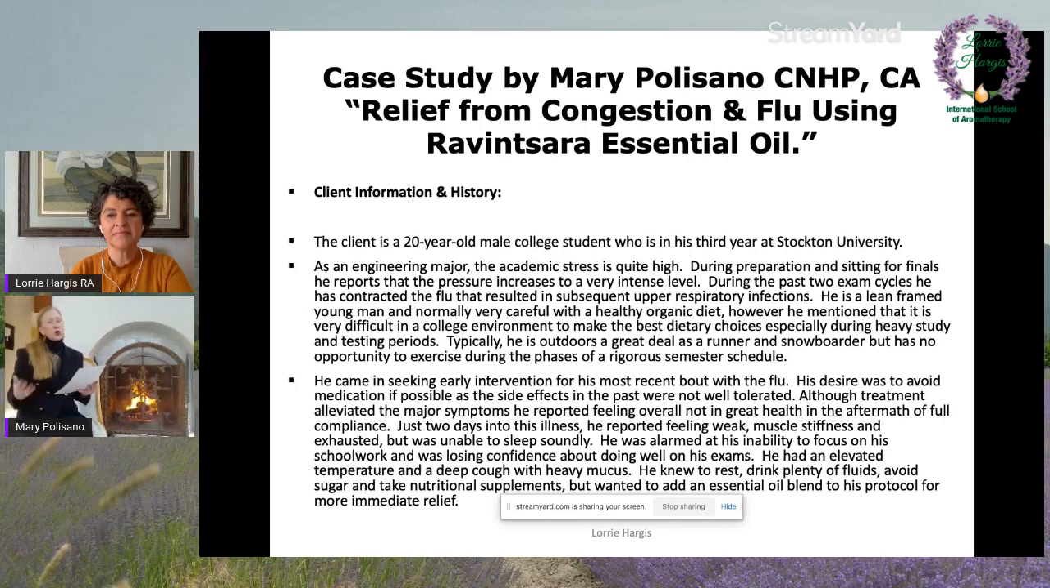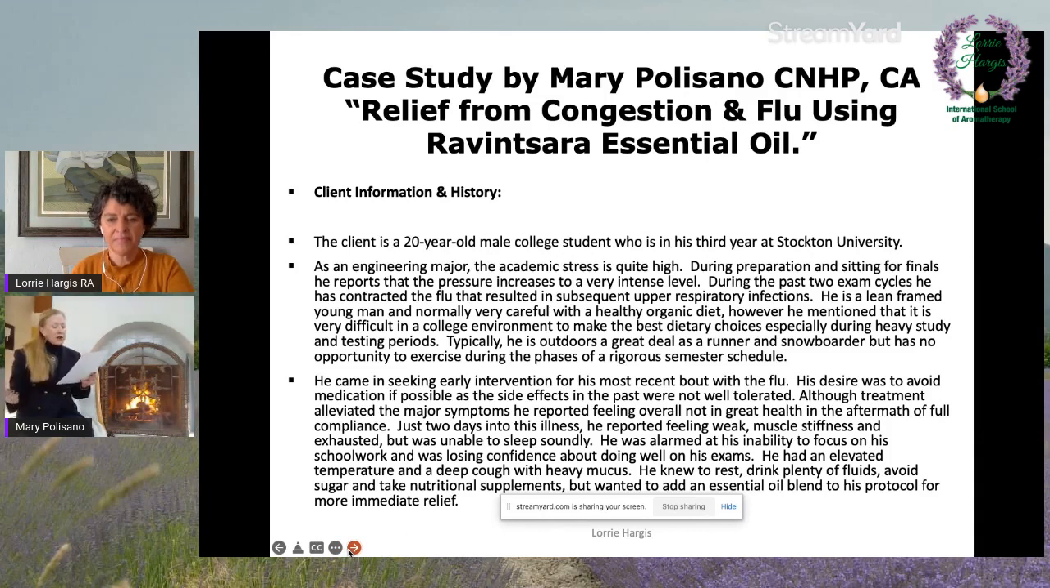And just as Lorrie was saying a few minutes ago, when you don't feel well, there's a certain amount of anxiety and depression that ensues because you can't pursue your normal activity. So this is how this young man presented to me. His desire was to avoid medication if possible, because when he took his medication, he didn't tolerate it very well. The treatments did alleviate some of his symptoms, but he reported being in overall not great health.